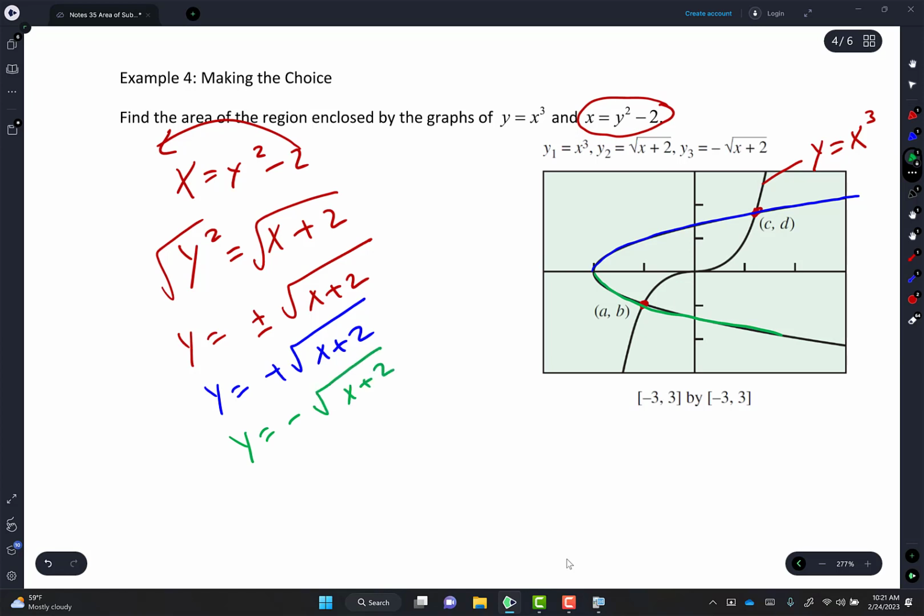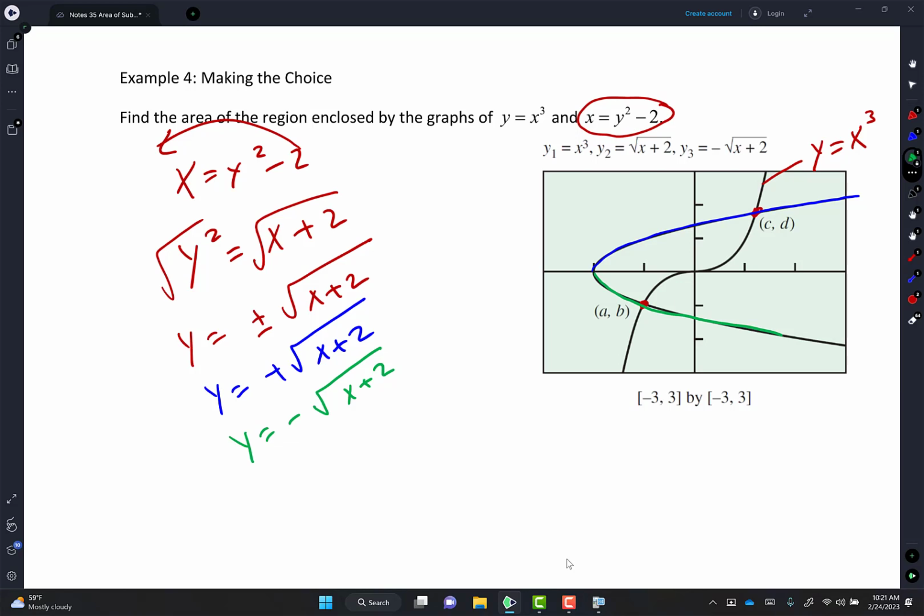The one in blue has y values that are positive. Because the square root would never give you a negative output. But with the negative in front of the square root, all the y values, the ones in green, are negative. You know what I mean?